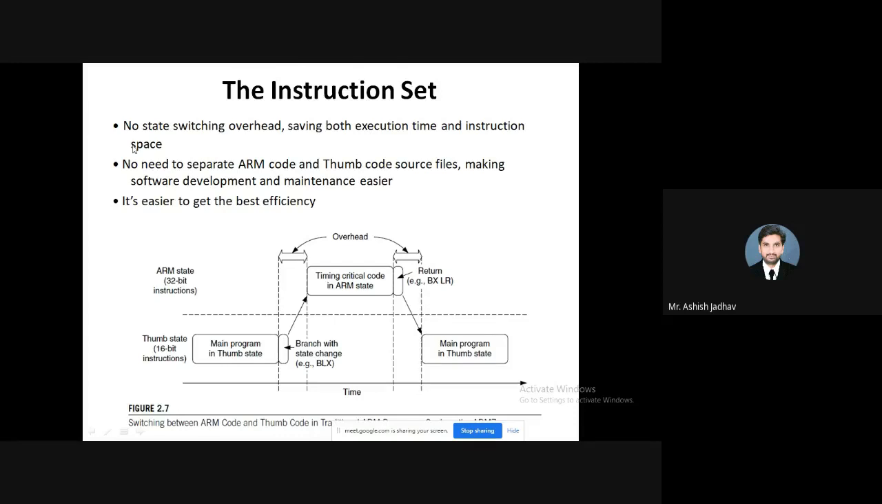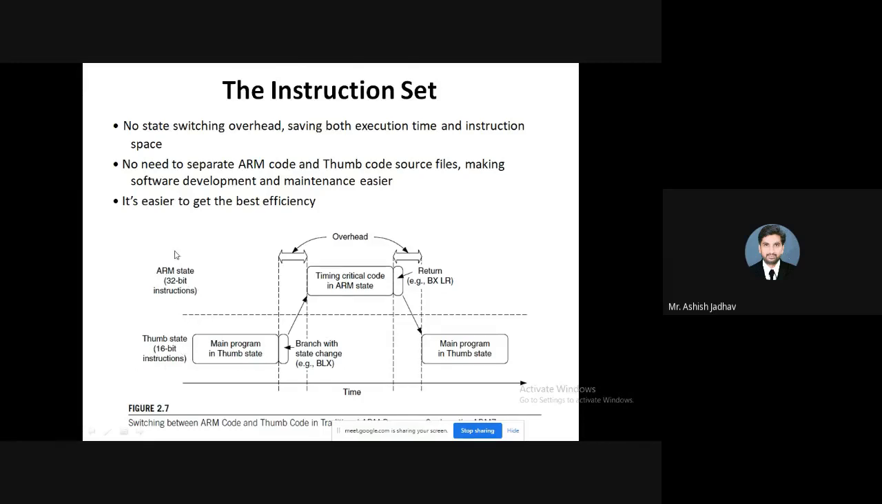Before that, let me highlight some points. There is no state switching overhead. It will save both execution time and instruction space. Second, you do not need separate ARM code and Thumb code source files, making software development and maintenance easy. And lastly, it's easier to get the best efficiency. Now in this diagram, 32-bit instructions are the ARM state, and 16-bit instructions are called the Thumb state.